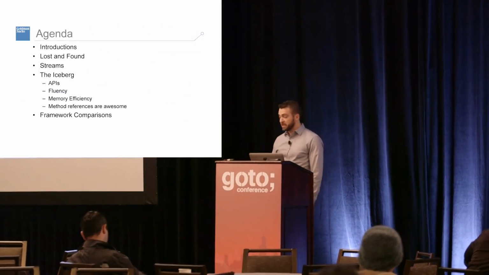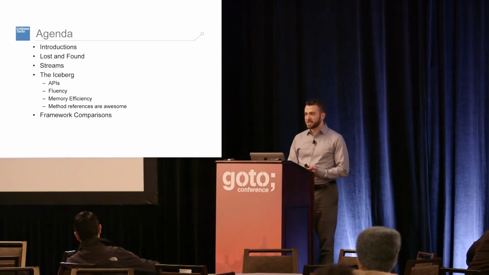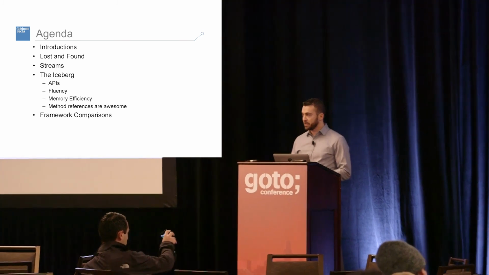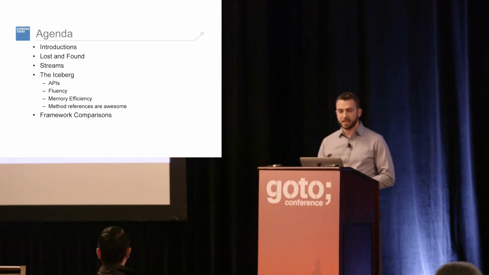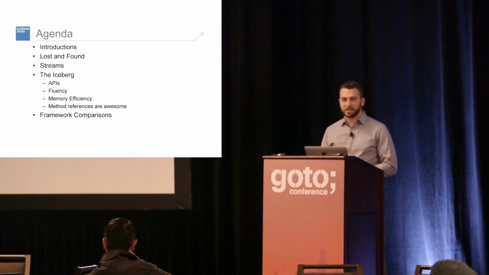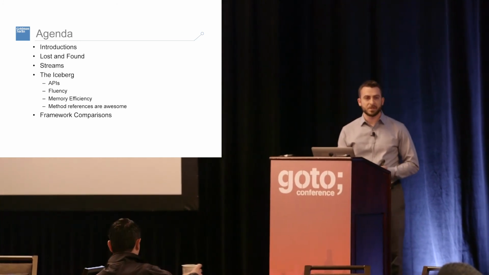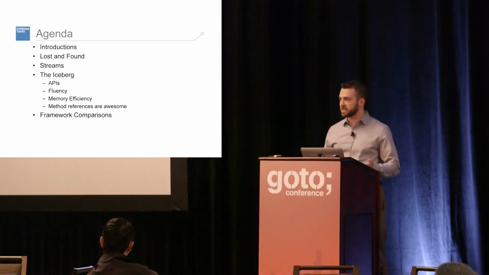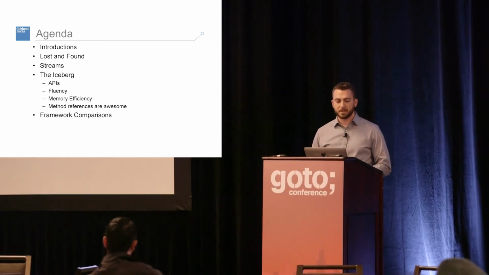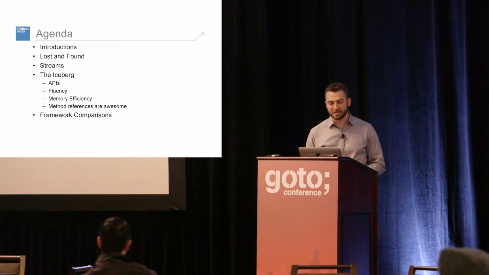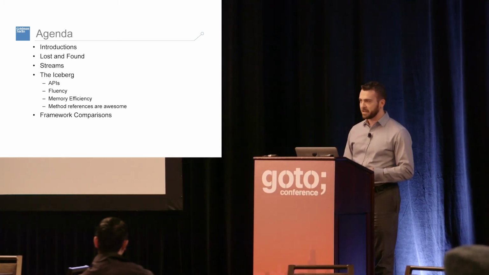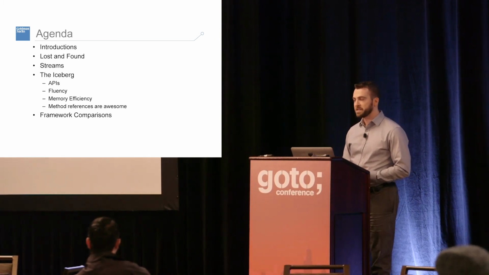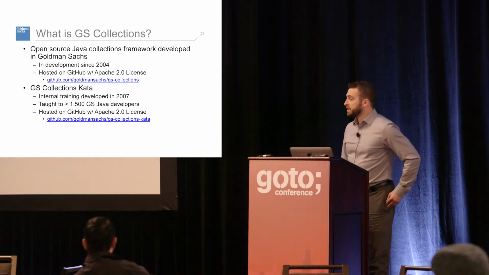Today, here's the agenda. I'm going to talk about some of the APIs that were lost and now are found with Java 8. I'll talk a little bit about the Streams API that came along with Java 8. And streams are really just the tip of the iceberg. There's a lot of features that we have in JS Collections that we would also like to see make it into standard libraries or language. So some of the iceberg is APIs, fluency, memory efficiency, and I have a short section about method references and a short framework comparison.